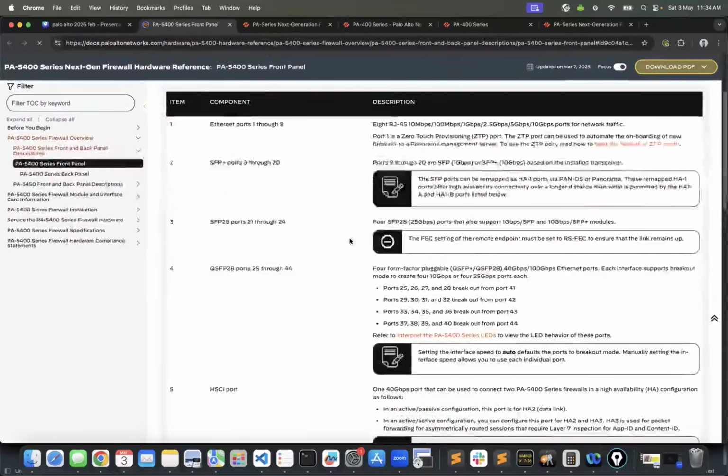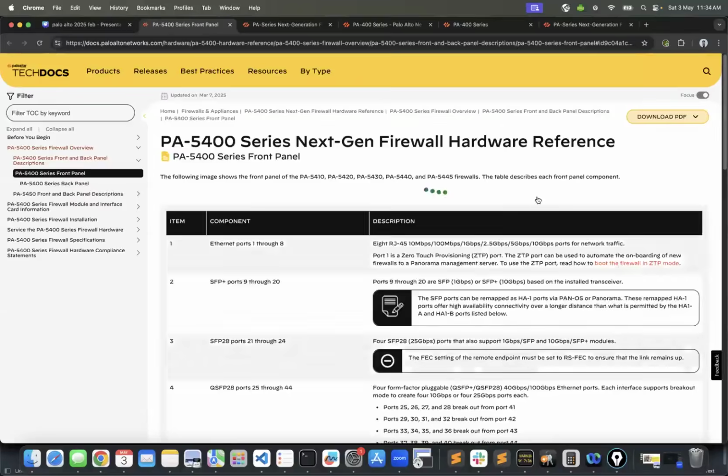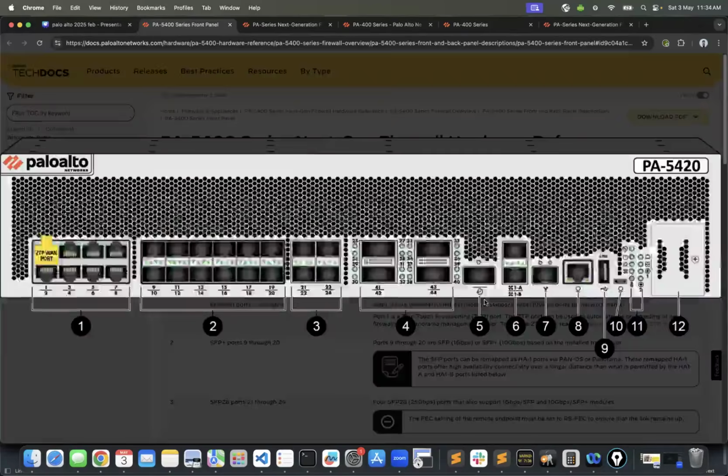These links are in your PDF, so no worries, okay? Does it look okay? Fine. So this is your front panel. When I say front panel, I mean the front side of your box. So the different ports which you are seeing over here, these all are Ethernet ports.